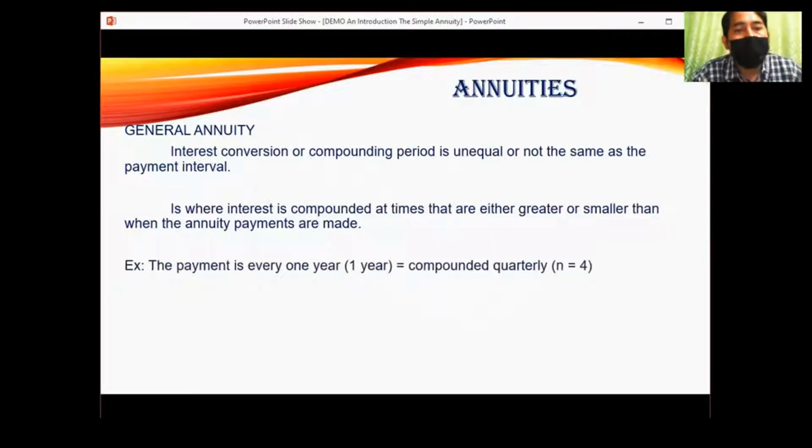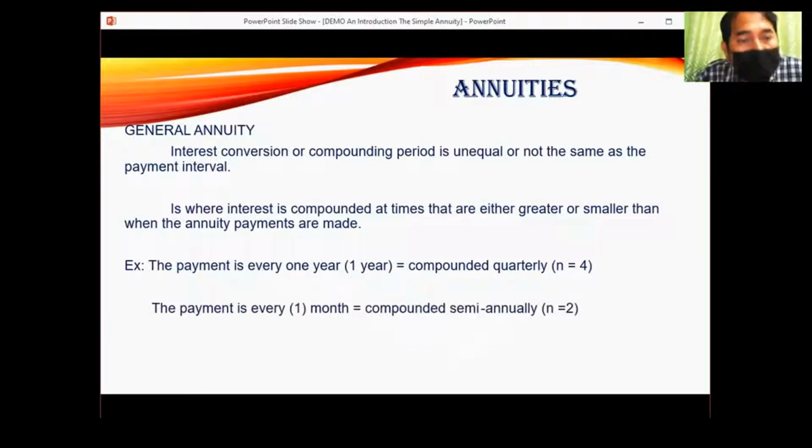Ito ang example. Ang payment mo or ang deposit mo or ang invest mo, palaging binibigay yan within 1 year. So 1 beses. Now, paano naman magkaka-earn ng interest yung payment mo? Sabi dito, compounded quarterly. Meaning to say, 1 beses kang magbibigay ng deposit mo kada 1 taon, pero mag-i-interest yan 4 na beses sa 1 taon. So, yan ang ibig sabihin ng general annuity. Payment interval is not equal to compounding period.